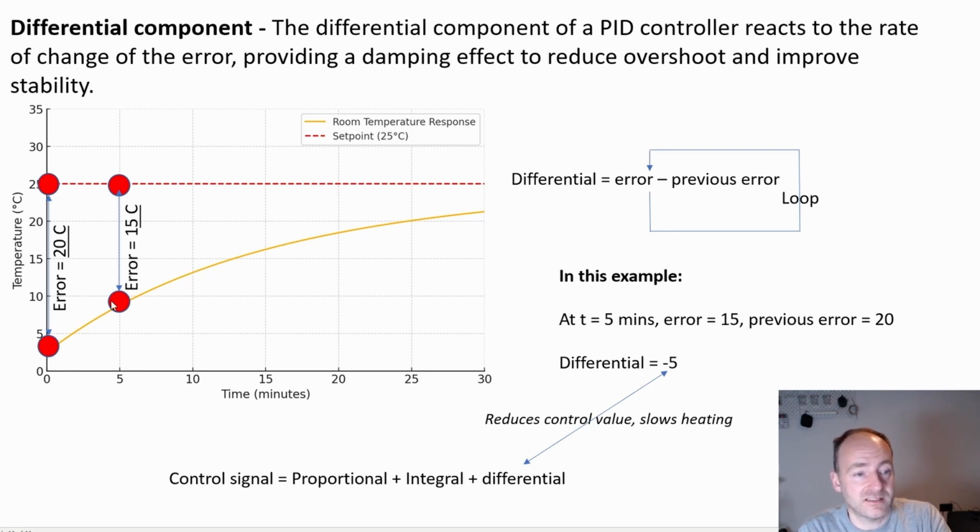At some time later, say 5 minutes later, we've measured the temperature again and we've found that the temperature in the room is 10 degrees. So now our error is only 15. Okay.